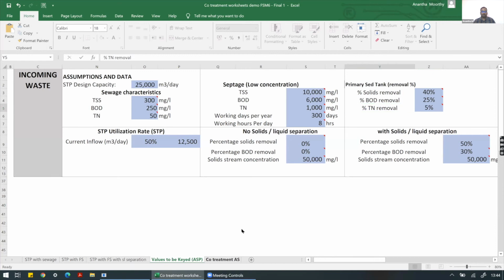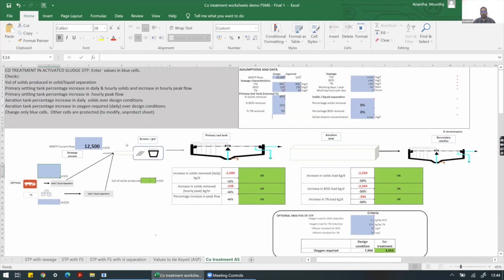So this is what we were discussing. It has an inflow, screen chamber, primary clarifier, an aeration tank, which is an activated sludge process, and then a secondary clarifier. All the data which we saw in the previous sheet is already embedded in it. Here the first assumption is that it's operating at 50% capacity. There is no solid liquid separation. So the case scenario says 100 KLD is what I'm getting from the town.